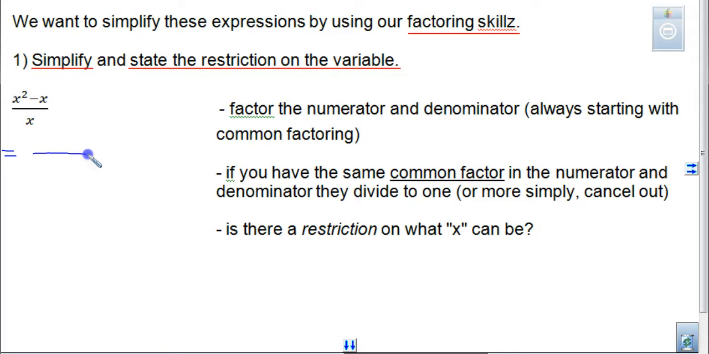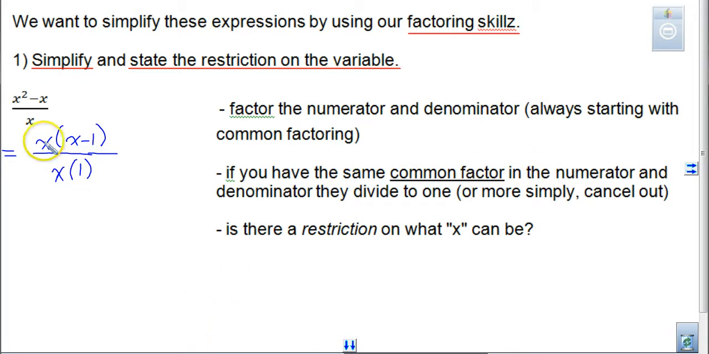Now, in the numerator, the top part, x squared minus x, I can factor out an x, and I'd be left with x minus 1. Now, in the bottom, we just have x. Just to make clear what's happening here, if I common factor an x out of the denominator as well, I'd be left with a 1. The reason I did that looks a little funny, but what we're looking for is, if you have the same common factor in the numerator and denominator, they divide to 1, or you can think of it as they cancel out.